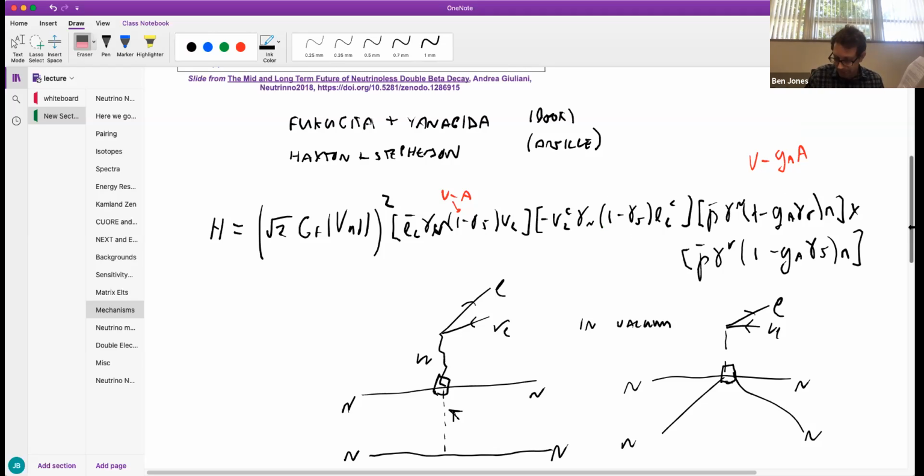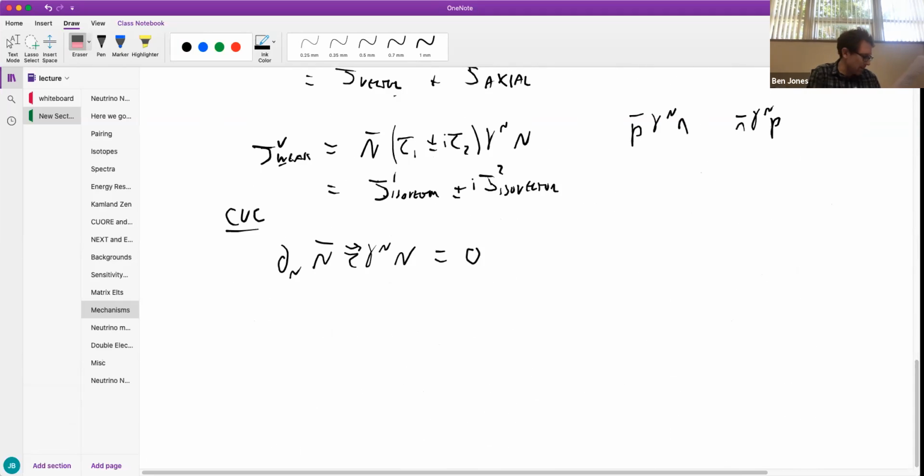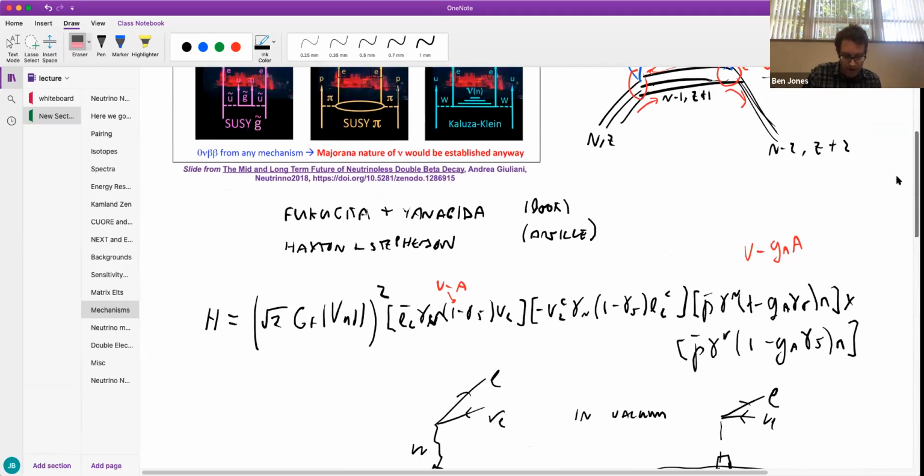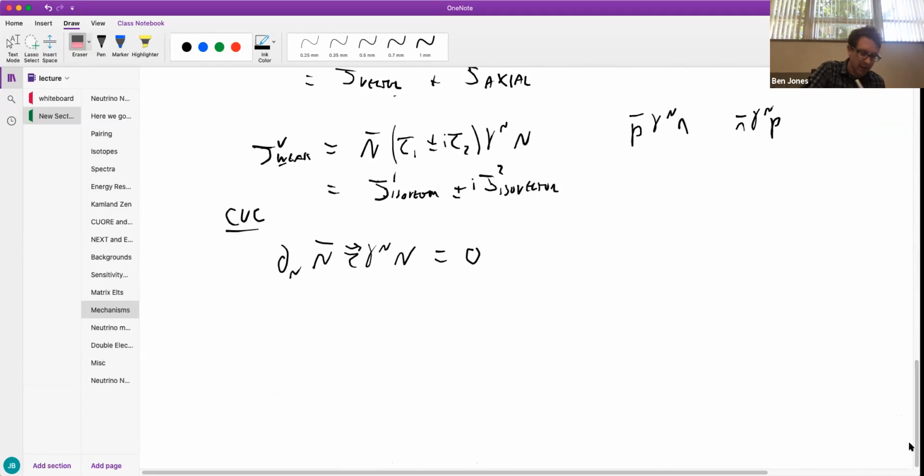Okay, so that was a little aside, but now I want to move on with calculating the rate from light neutrino exchange, and I'm probably going to have to skip some of my material because we're going to run out of time, but such is life.